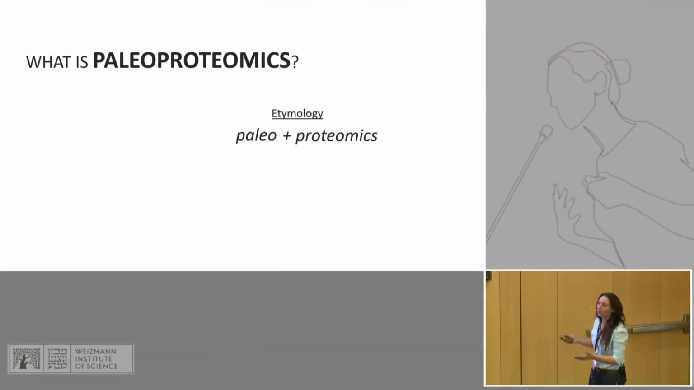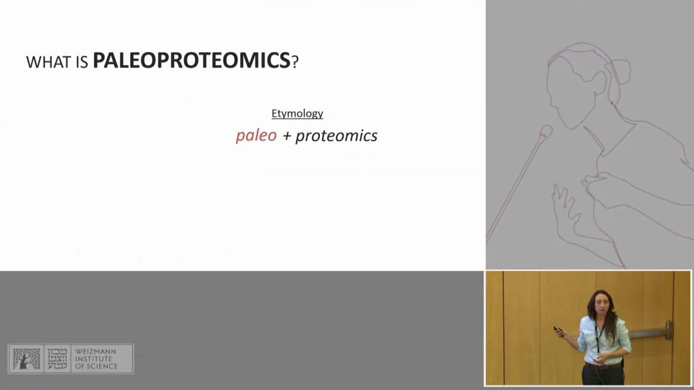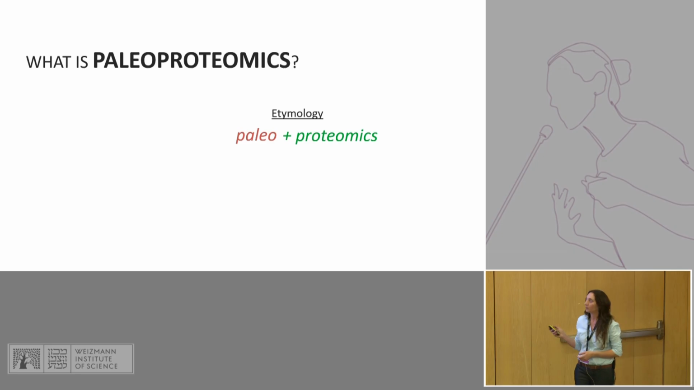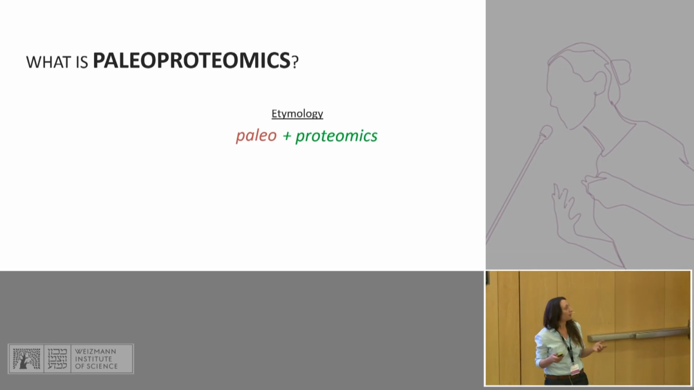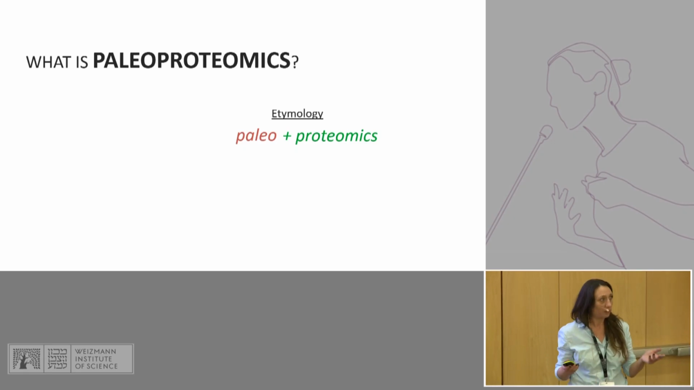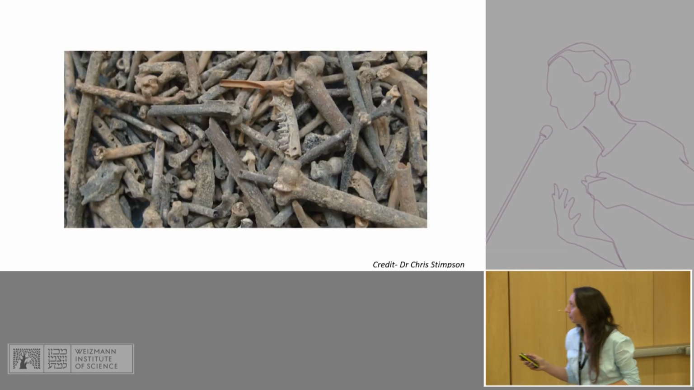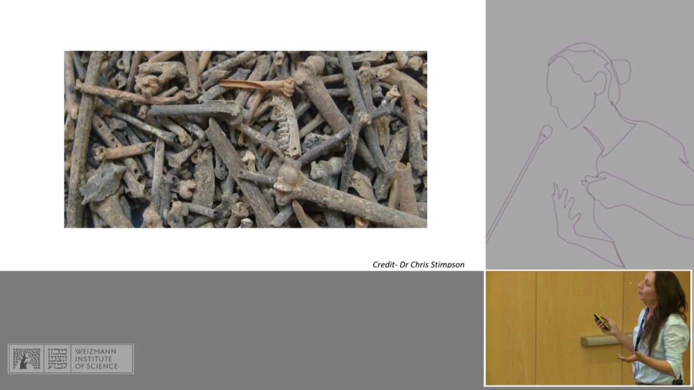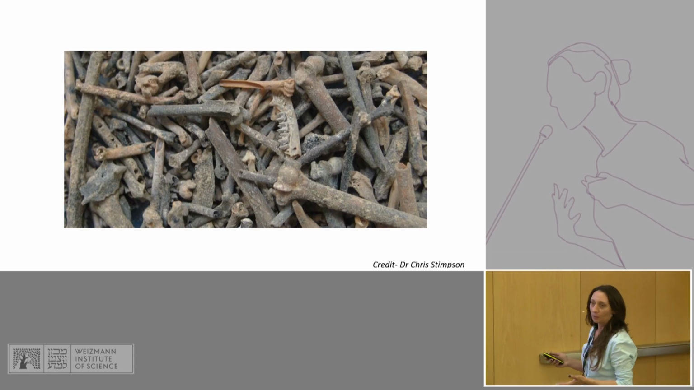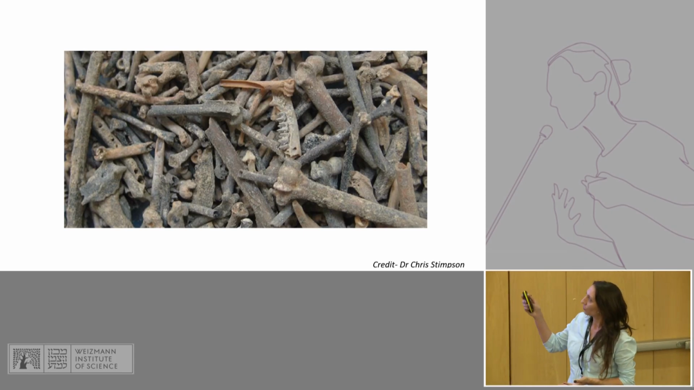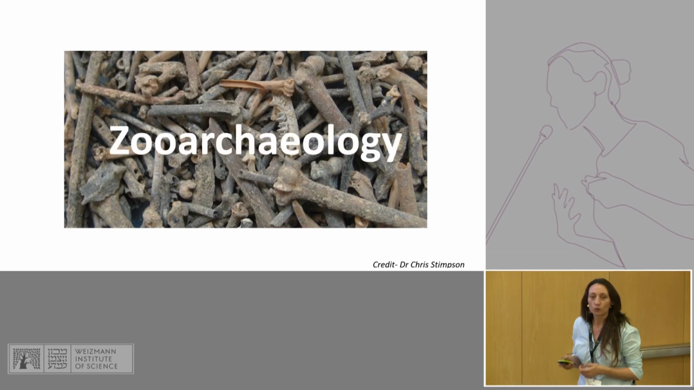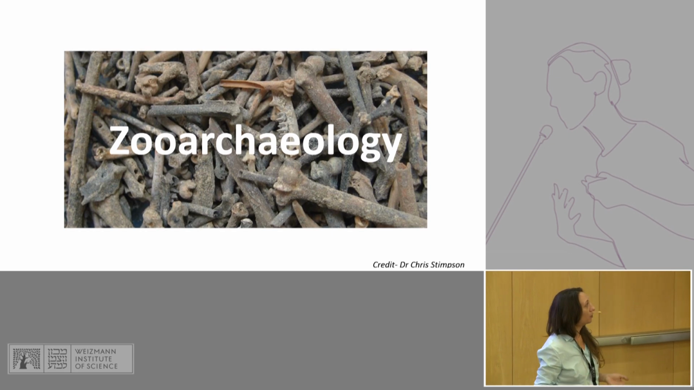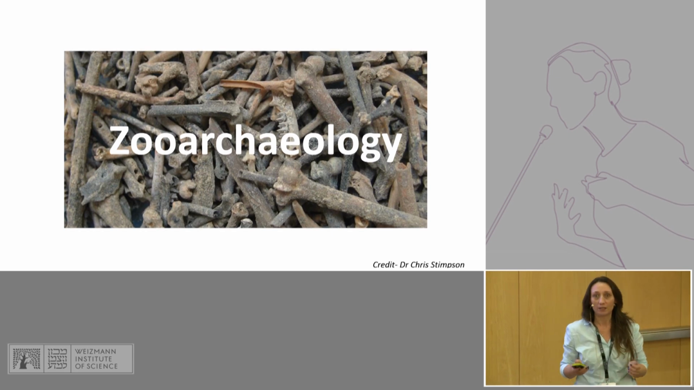So first, what is paleoproteomics? Paleo is ancient. Proteomics is the branch of biology that studies the set of proteins that are expressed by the genome of an organism. Okay? So during archaeological excavation, we find a lot of animal remains, what we call zooarchaeological remains. Zooarchaeology is the branch of archaeology that studies the relationship between humans and animals.